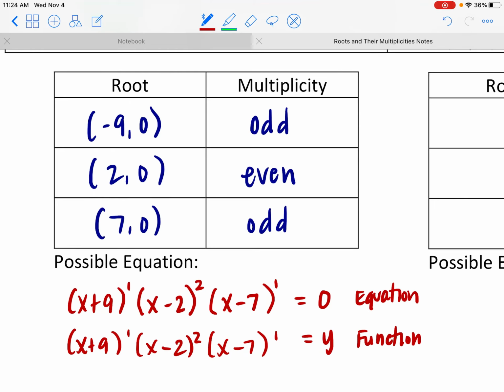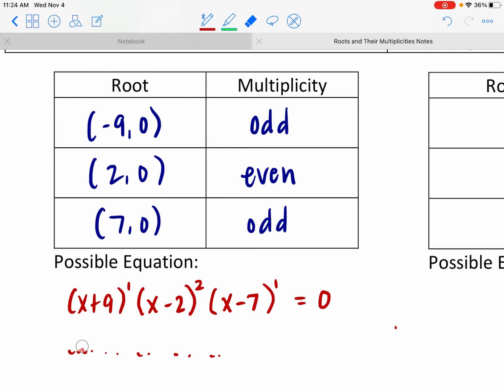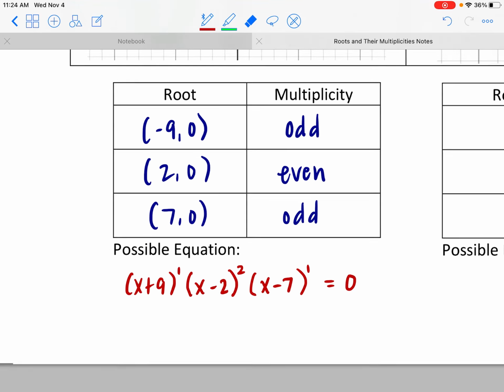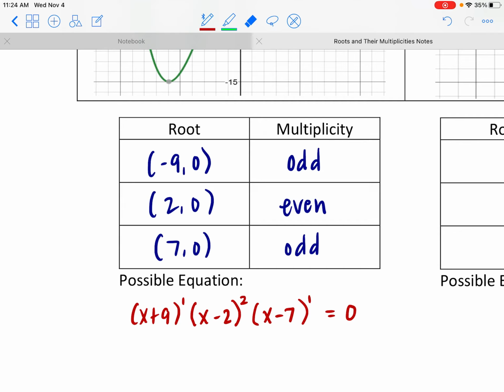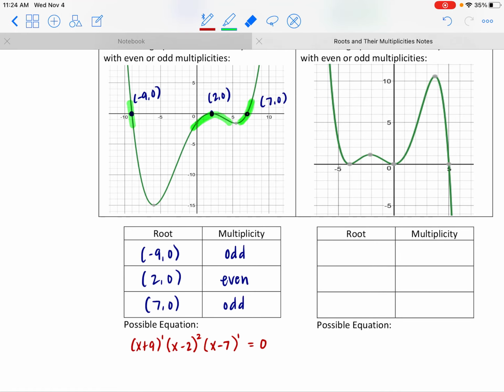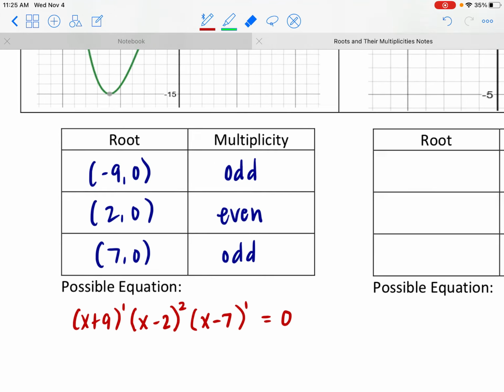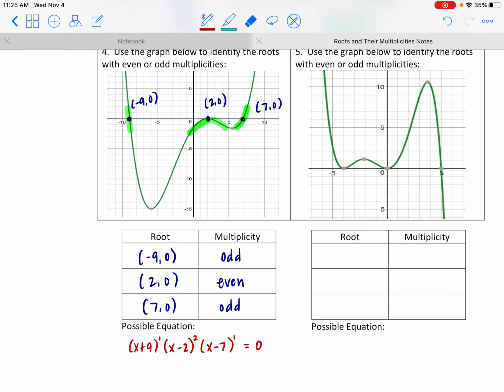Okay, so there it is. They're both kind of the same thing. It's just equals 0 versus equals y. I don't know why I did that. I'm just flip-flopping here. I'll do a function on the next one, but there it is. And again, this is just a possibility for an equation that would produce a graph that looks like this. It's not necessarily the equation, but if we put this in Desmos, we're going to see something that behaves that way. It might not be the exact same graph. It's just a possibility, although the roots will behave the same way.